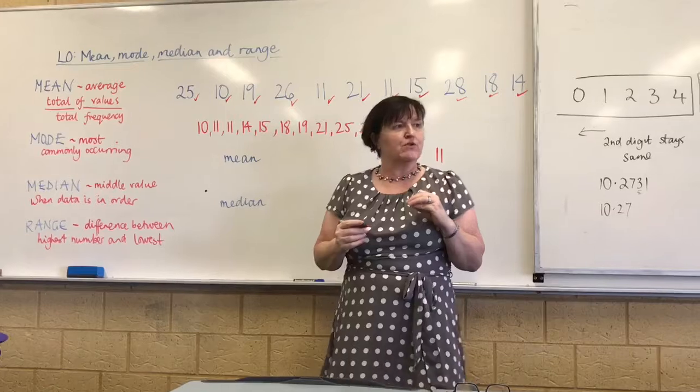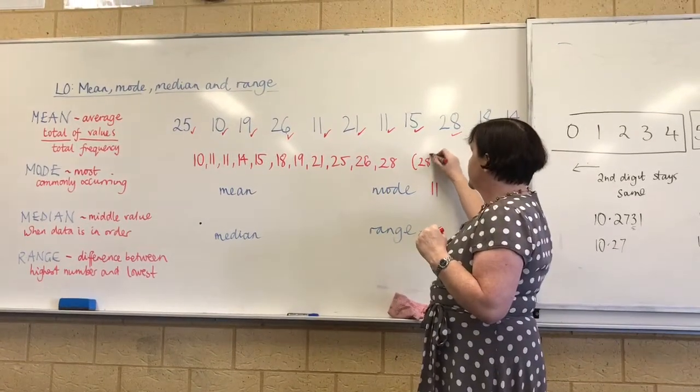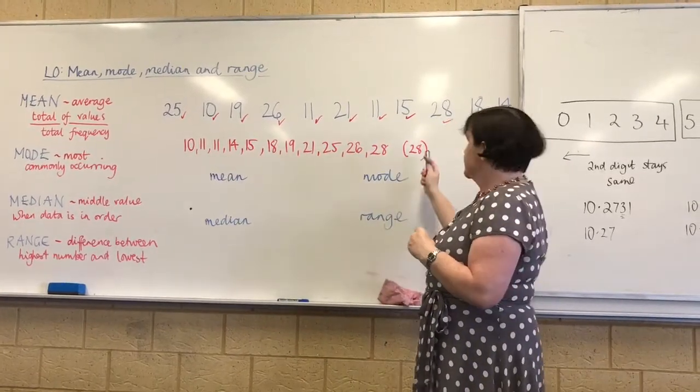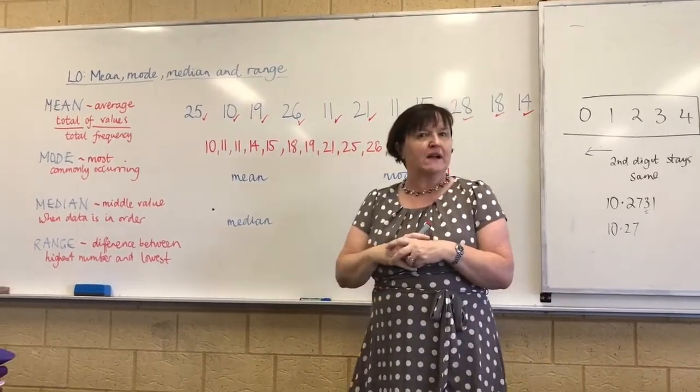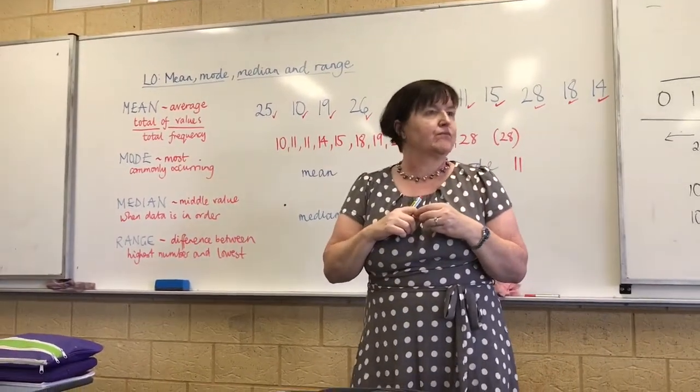Now, can anyone remember, say for instance, I'm going to put it in brackets because I don't want it to be part of our data set. But say for instance, there was a 28 at the end of it as well. What would the mode be then in that data set?